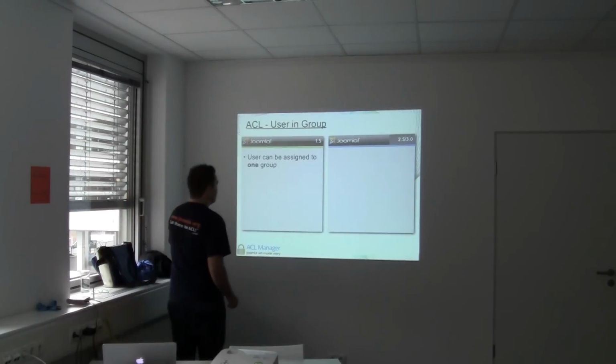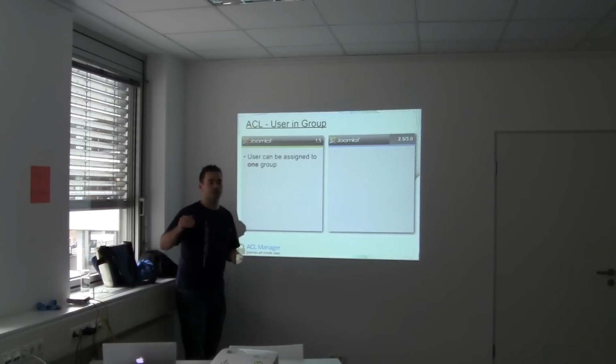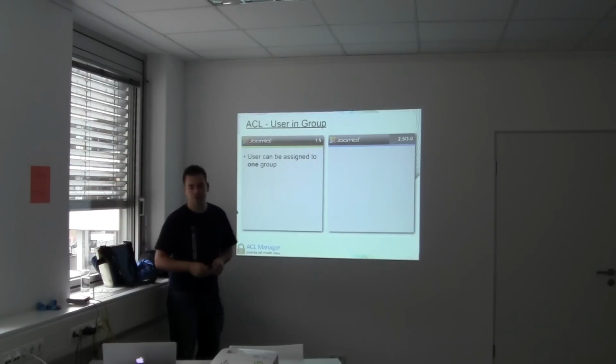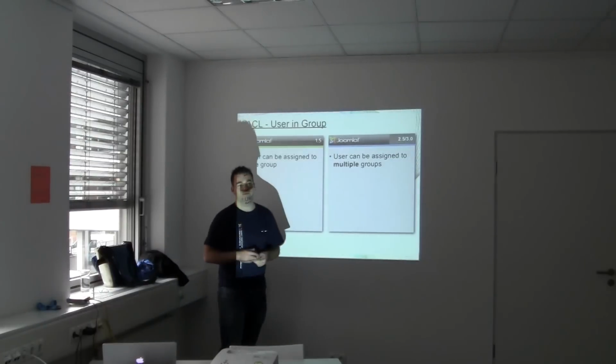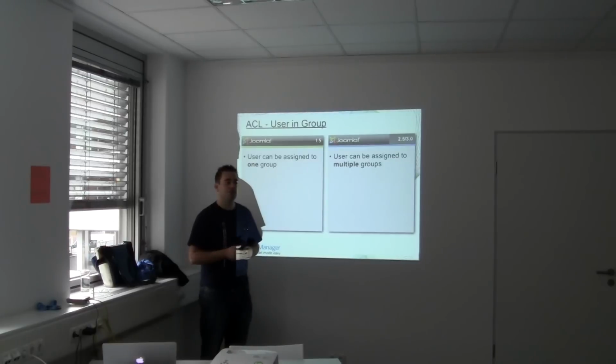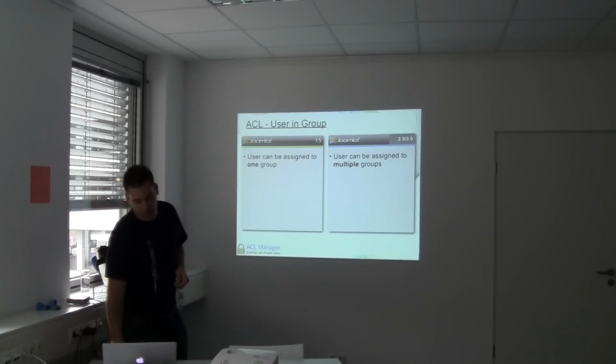In 1.5, you could only assign a user to one specific user group. So you could only say this user is super administrator or this user is publisher. You were not able to say this user is both publisher and editor. Not logical as well. But in 2.5, that's completely flexible. You can assign a user to as many groups as you want. Not that that's the best solution, because it can get complicated, but it's possible to assign a user to more user groups.